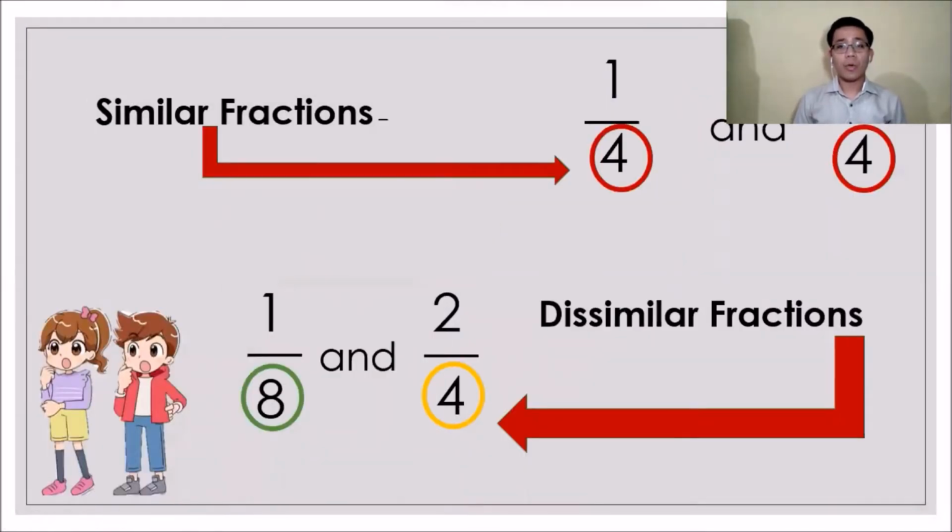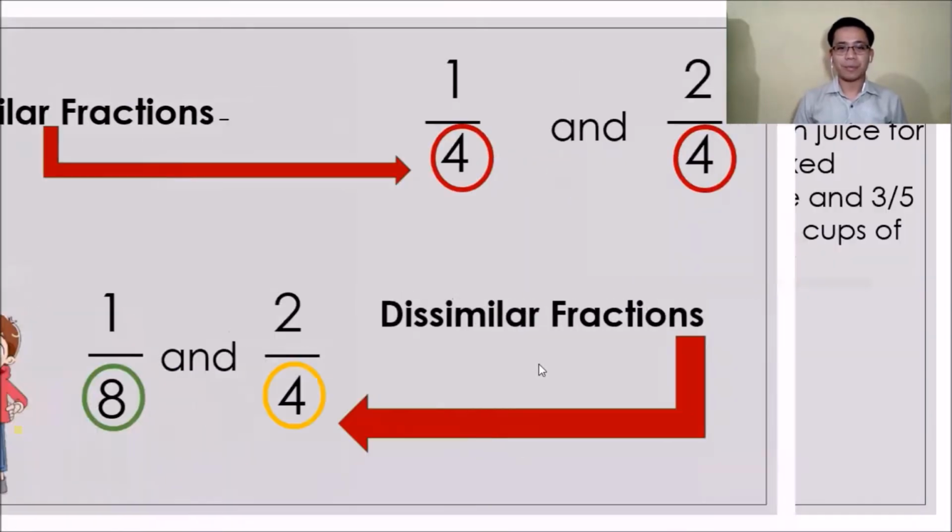Similar fractions. We have 1/4 and 2/4. Another, we have dissimilar fractions, 1/8 and 2/4. Based on what you have observed, ano ang pagkakaiba ng dalawa? Okay, similar fractions. Another, we have dissimilar fractions. We have 8 and 4. Both denominators are not the same, or we call it dissimilar fractions. So let me add your idea.